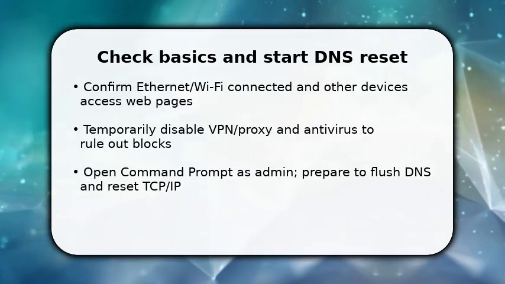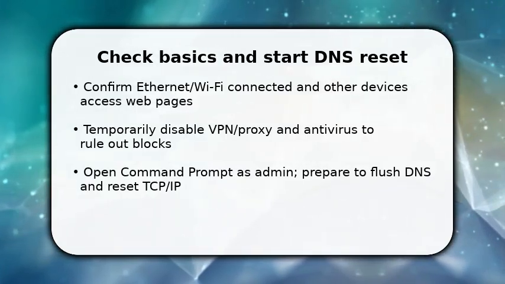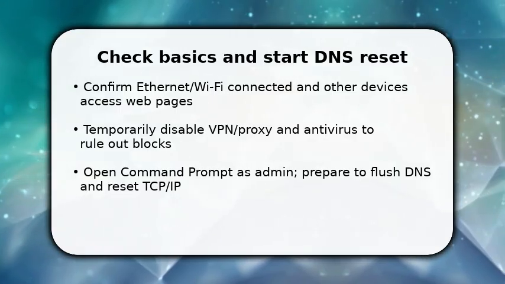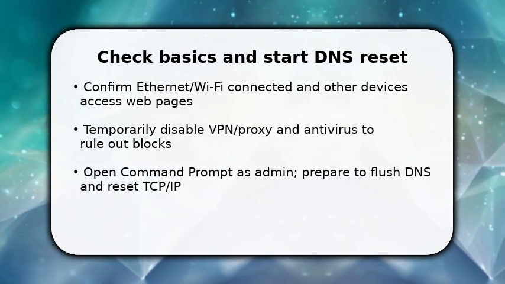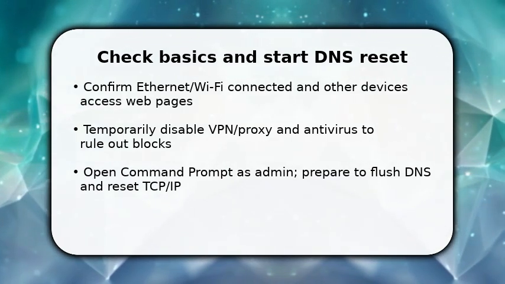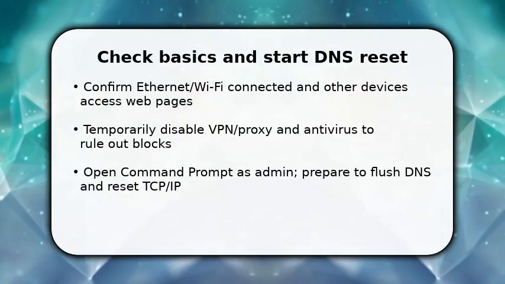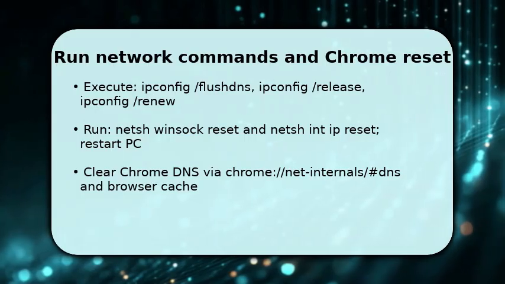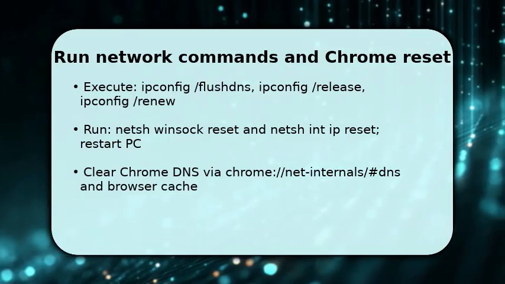You'll run commands to flush the DNS cache and reset TCP/IP so Chrome stops using stale records or corrupted sockets. These steps clear name resolution and networking state, which fixes most "this site cannot be reached" errors quickly. You'll now execute a short sequence of commands to rebuild Windows networking and remove cached entries.